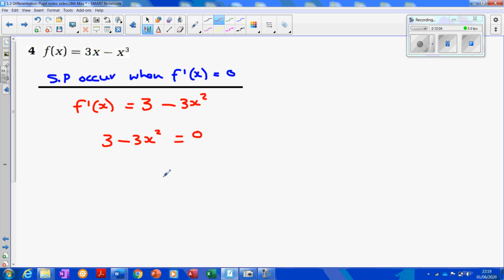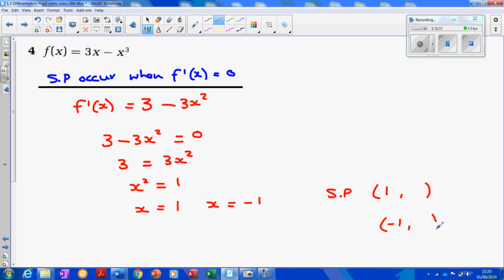Okay. Now, to do this, you can either factorise that side or you can just do it straightforward by adding 3x squared onto both sides. So I'll do that. So 3x squared is equal to 3. Divide both sides by 3. So x squared is equal to 1. And the square roots, remember when I take a square root, I've got two roots. I've got x equal to plus 1 and I've got x equal to minus 1. So we've got two stationary points this time. So I've got a stationary point at 1 something and I've got another stationary point at minus 1 something.